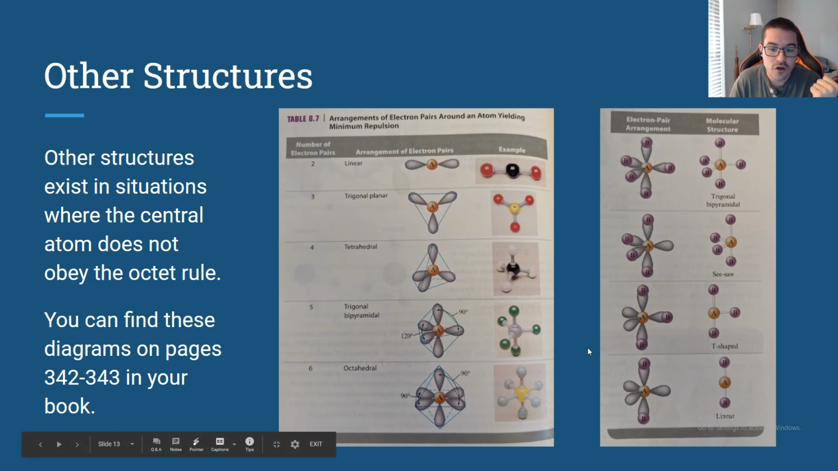These structures usually occur, in fact I think they almost always occur, whenever you have atoms that do not obey the octet rule. So we're talking about things like phosphorus and sulfur that can expand the octet, that can have more than 8 valence electrons. You can see here that in the trigonal bipyramidal situation we have 5 bonding pairs, so that would be 10 electrons, and in the octahedral situation there are 6 bonding pairs, so that would be 12 valence electrons. Okay, so there you go.